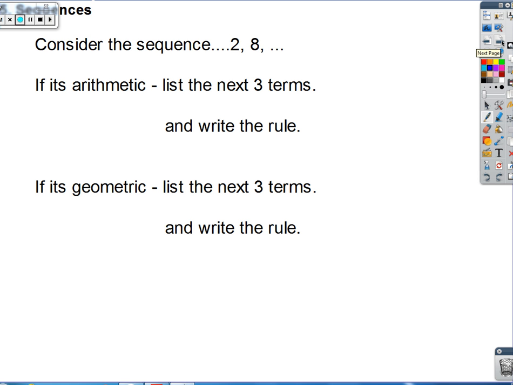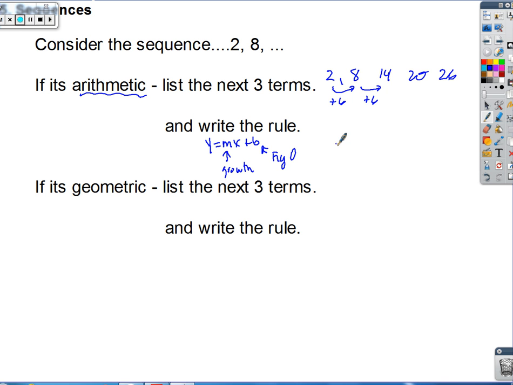Sequences. Consider the sequence 2, 8, and so on. If it's arithmetic, what are the next 3 terms? Arithmetic means from 2 to 8 we're adding 6, so we keep adding 6. So we'll have 14, 20, 26. Write the rule. Remember the rule is just mx plus b. M is growth. B is figure 0. So the growth is 6, so y equals 6x. And if you go backwards one time to get your 0 term, you'll get -4.